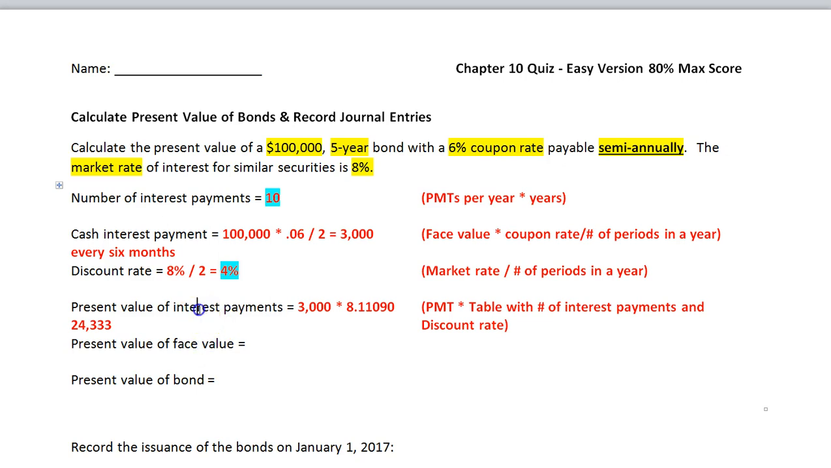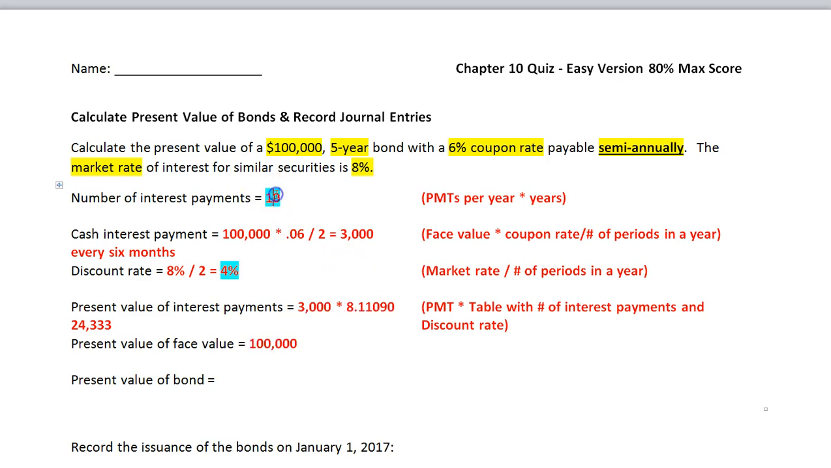All right, now we also have another cash flow. Bonds have two types of cash flows. They have the interest payments and the face value. We're going to take the face value, which is 100,000 at the end of 5 years. We're going to discount it back, but it's only one payment, so we're not going to use the annuity table. We're going to use just the present value of $1 table. Make sure it doesn't have annuity in it. But the amount's going to be 100,000.